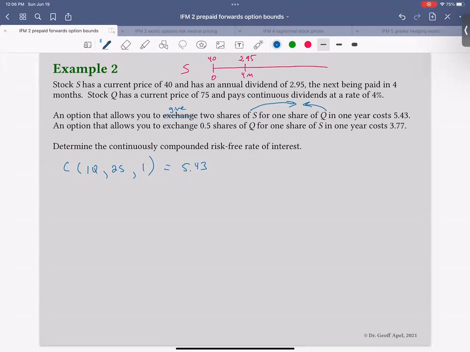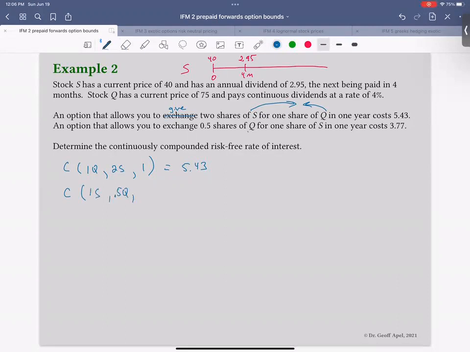Okay, but at any rate, now that we know that, we can look at the second one too. An option that allows you to exchange half a share of Q for 1 share of S in a year costs $3.77. I'm going to think of that as a call again. And now that we did the hard work, we realize we're going to give away 0.5 Qs and receive 1 S.